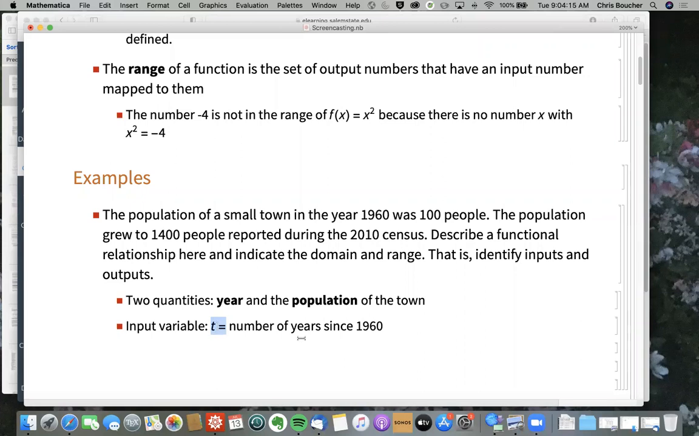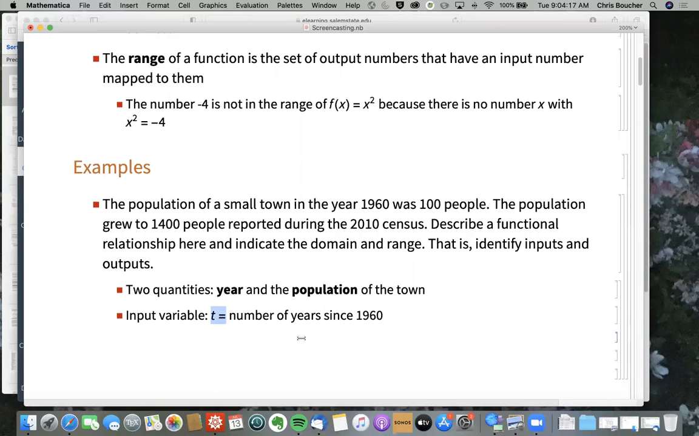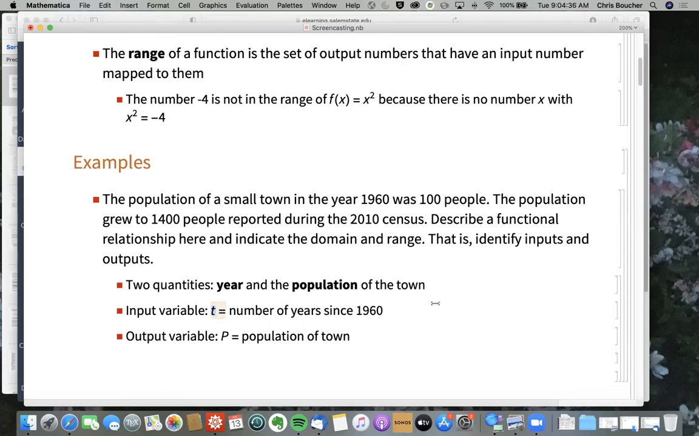So we'll call the input variable t. That's a popular choice for the time variable. Of course, the letter you use doesn't really matter. And we'll count number of years from 1960. So that's our input variable. And then the output variable is the population p, right? So here's my output. Here's my input. All this is just sort of modeling the situation mathematically.